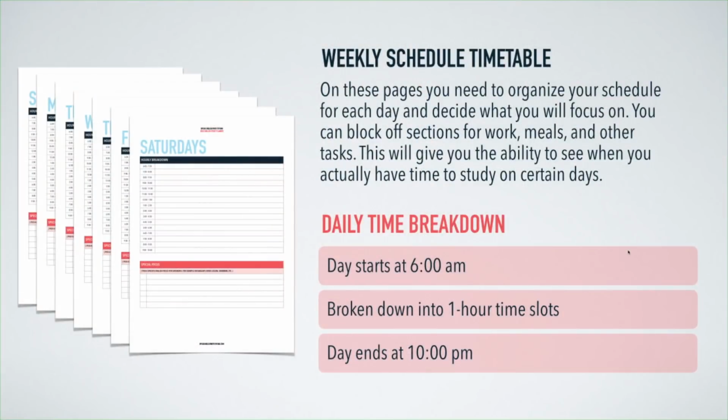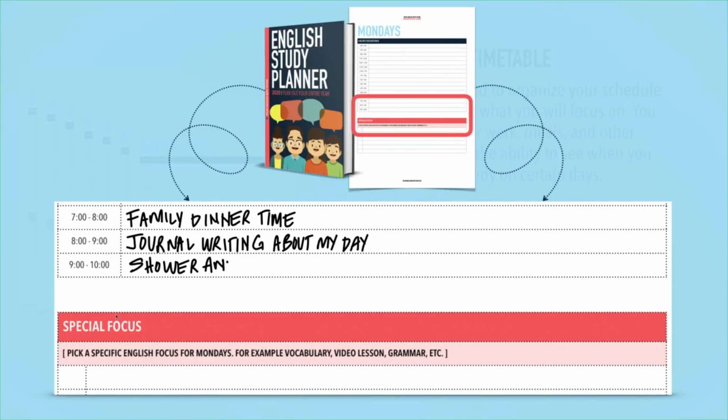Now, this day starts at 6 a.m., broken down into 1-hour time slots, and then the day ends at 10 p.m. So let's see my day. Here we go. So we're looking at Mondays, and I say, well, on Mondays from 7 to 8, it's family dinner time. I have dinner with my family.